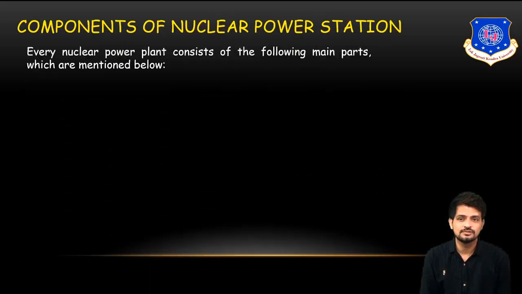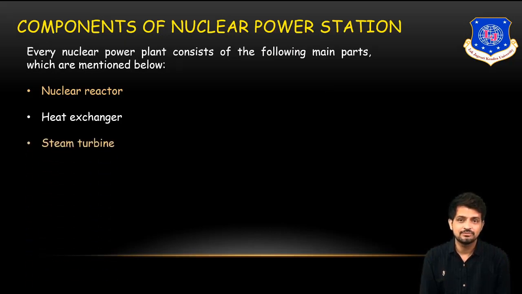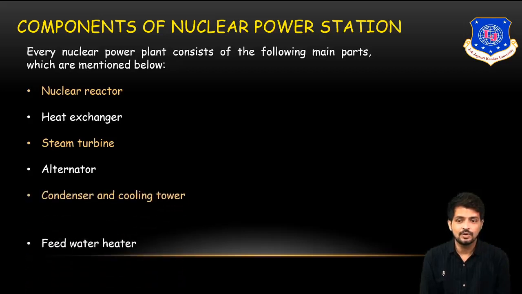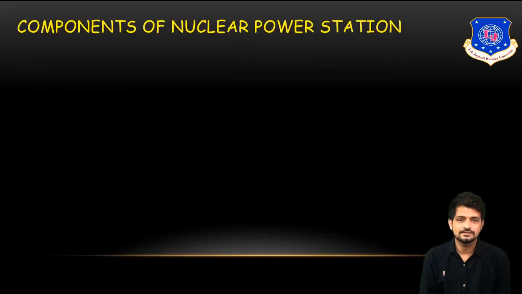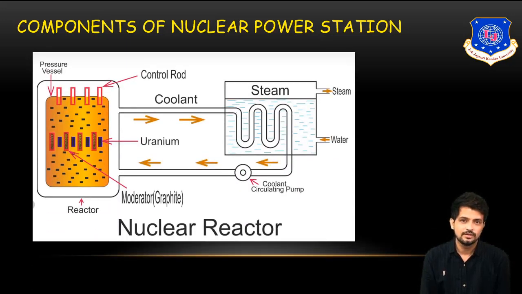Let us see the important components that are used in nuclear power plants. The first one is nuclear reactor, second one is heat exchanger, then third is steam turbine, alternator, condenser and cooling tower, feed water heater. So these are the basic 6 components that are used. Let us study the functioning of these components in detail one by one. Here you can see the diagram of the nuclear reactor.